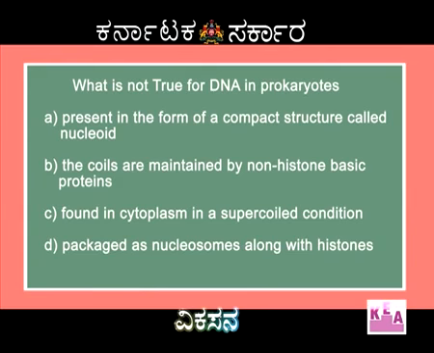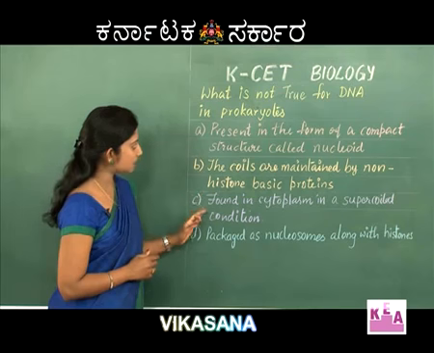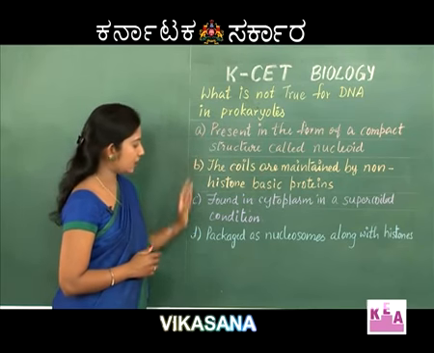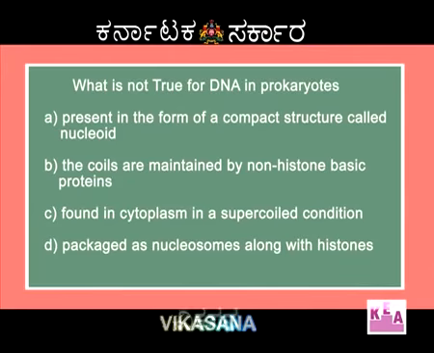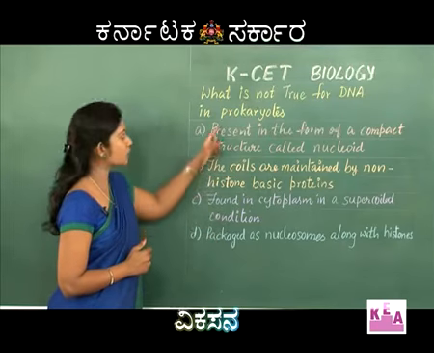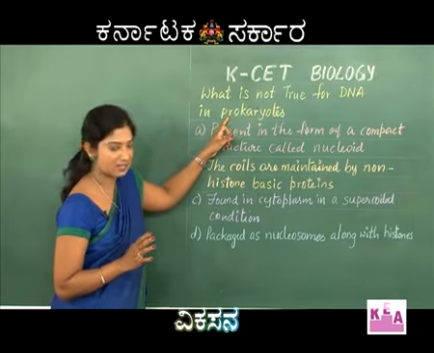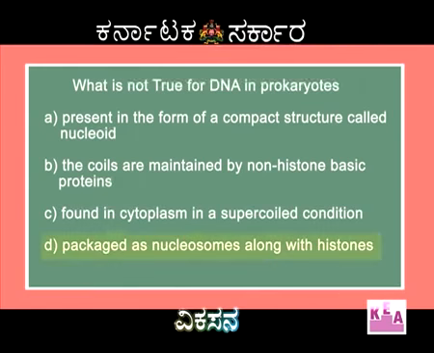The third option, found in cytoplasm in a supercoiled condition. This also is right with respect to prokaryote. The reason for this is the supercoiled genetic material is not covered by a nuclear membrane. Then comes the last option, packaged as nucleosomes along with histones. So this option with respect to prokaryotes is not right. That's why the right option for this question is option D.